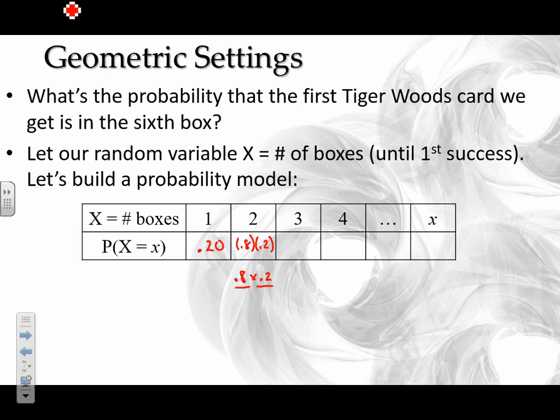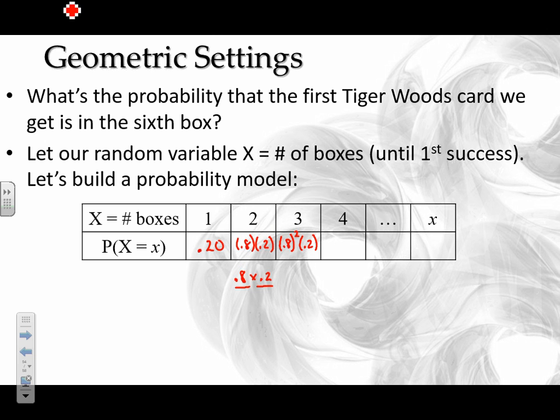Now, if we try to expand this, if I wanted to calculate the probability that I get a Tiger Woods on the third box, what would have had to happen to lead up to that? 2 fails, and then a success. So I fail on the first, fail on the second, succeed on the third, right? So that means I'm going to have 0.8 twice, right? So 0.8 times 0.8, and then times 0.2. I failed twice, succeed once.